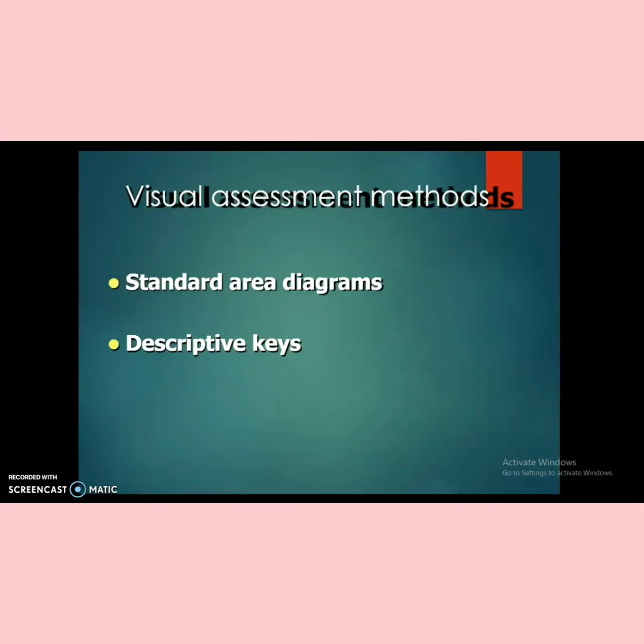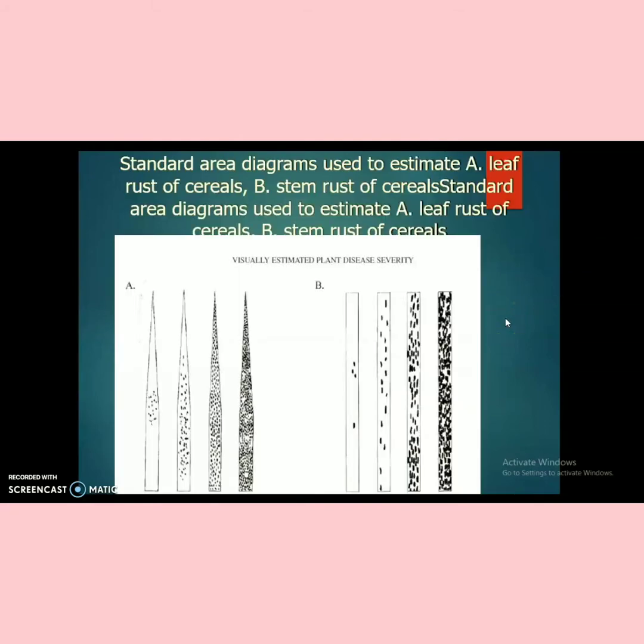Disease severity can be expressed in two ways: one is by standard area diagrams and another is through descriptive scales. In case of standard area diagrams, there are standard pictorial diagrams. By comparing these diagrams, we assess the leaf that is affected from the field. We compare with the standard diagrams and give a percentage.